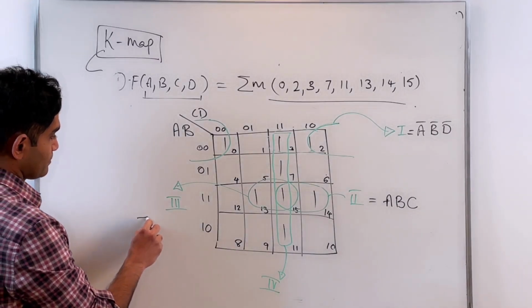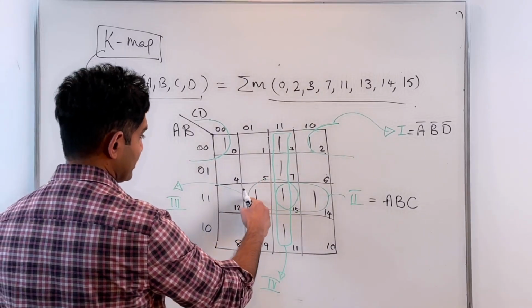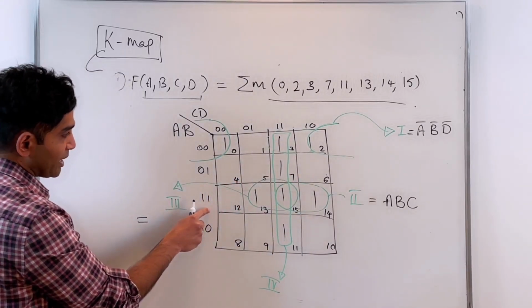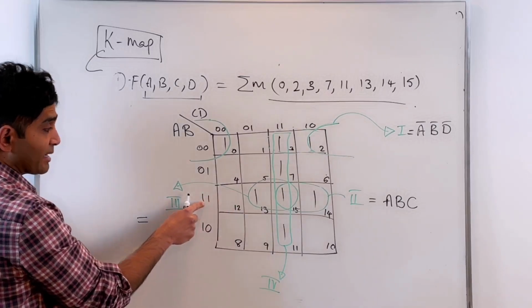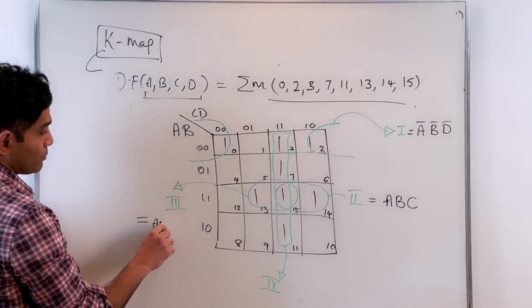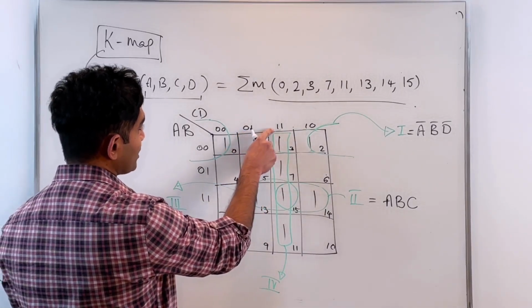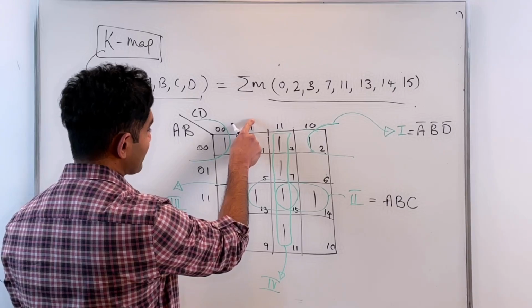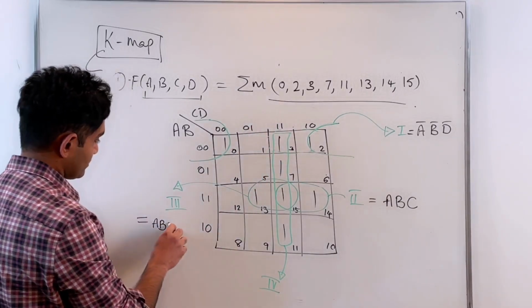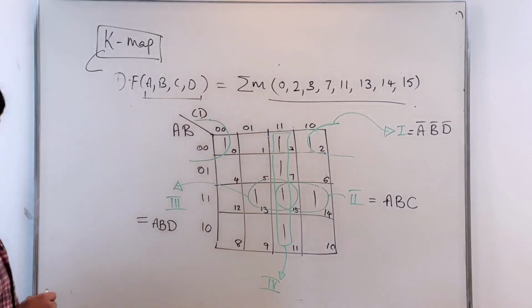3 would be this combination. Again, my A and B don't change when I go from here to here. A and B remain as AB. What changes in this case is C changing from 0 to 1. What remains is D remaining as D. So that's going to be A, B, D.